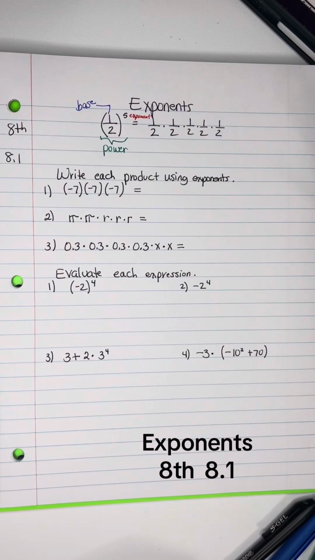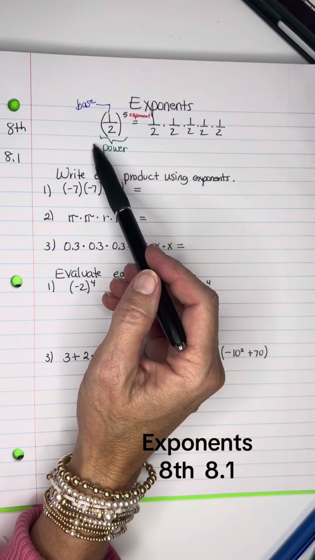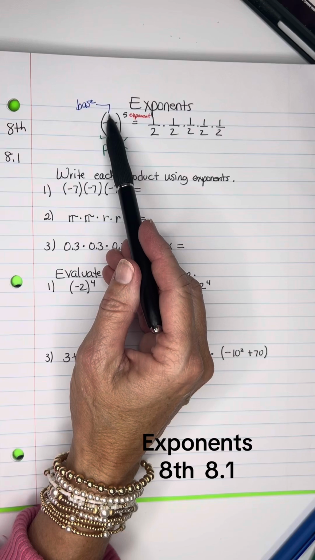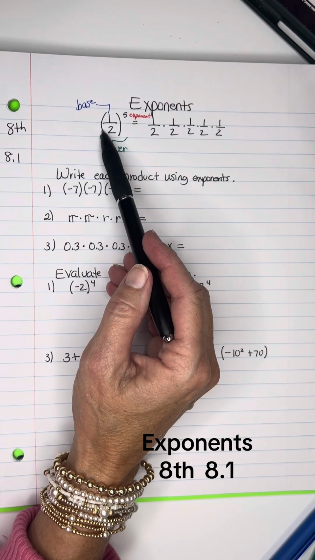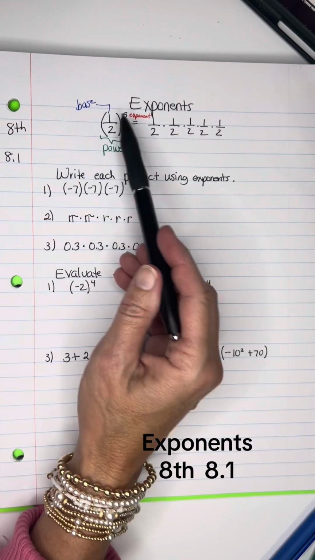I haven't made any 8th grade videos in a while, so let's get to chapter 8 for 8th grade. It's exponents. When you have a power, the base will be raised to the exponent. And what that means is that you're going to multiply 1/2 times itself 5 times.